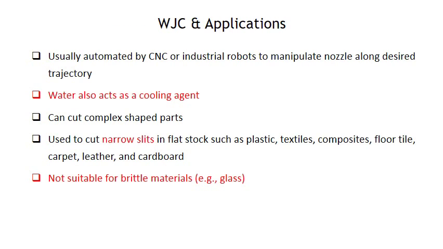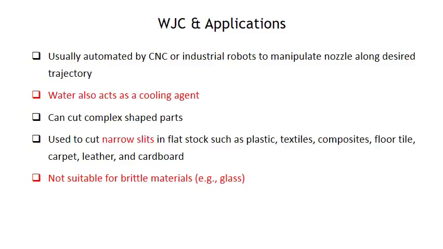Well, that was a very precise part. That shows how precise water jet cutting is. Water jet cutting is usually automated by CNC or industrial robots to manipulate the nozzle along the desired trajectory. Water which is used for cutting also acts as a cooling agent in the process.